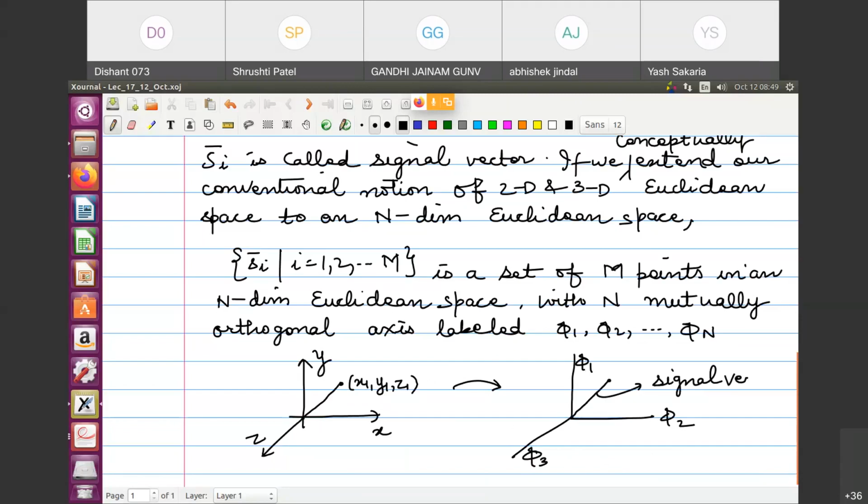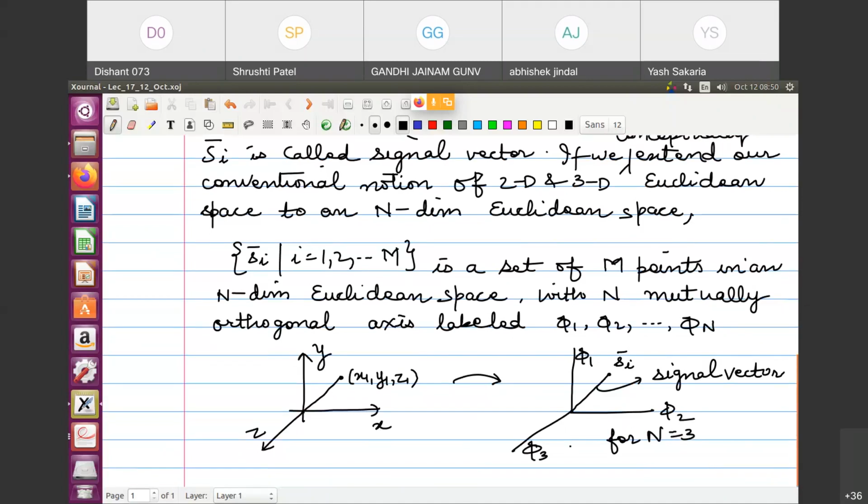This is a signal vector, which we have already defined. This is my Si bar for the 3 case, for 3 dimensions, or you can say for n equal to 3. So this is for n. For more than 3, you can just visualize it, visualization simply meaning seeing things in your brain. You can see that you have n axes, each of these n axes is a basis function, and any vector lies in the space generated by these n basis functions.